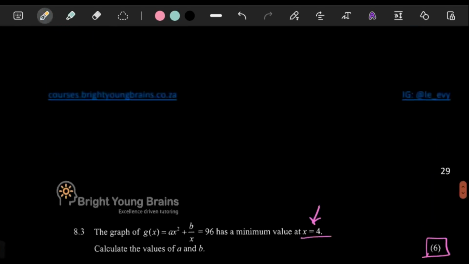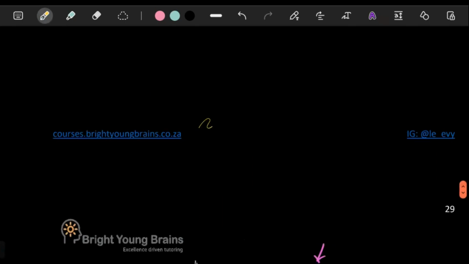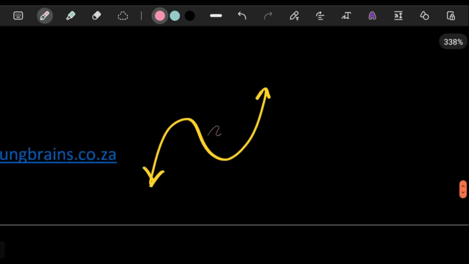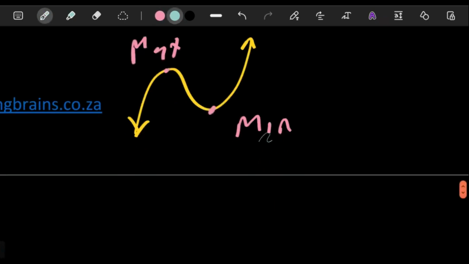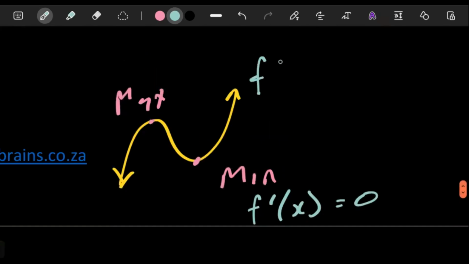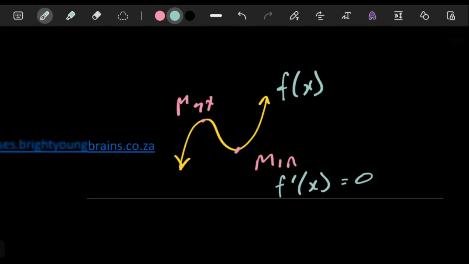Meaning, as a random example, if you have a cubic function, this is usually referred to as the minimum value. It's a minimum turning point, actually. This is referred to as a maximum turning point. What you normally know is the minimum value is where the first derivative is equal to 0, provided that this is an equation of f of x.